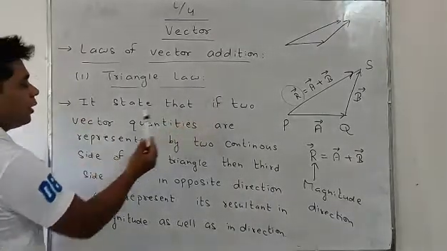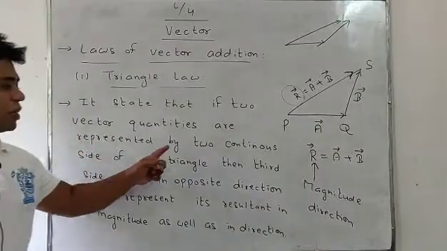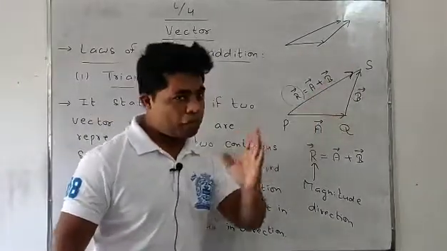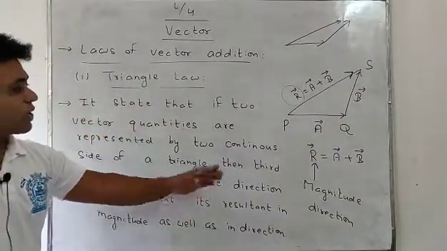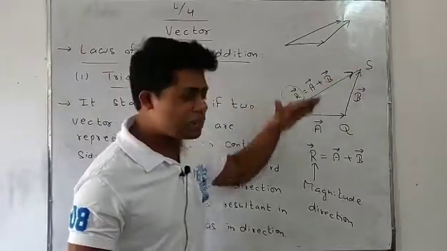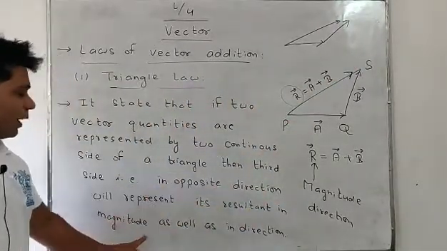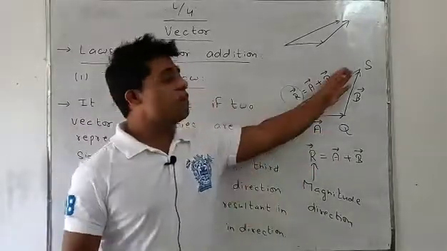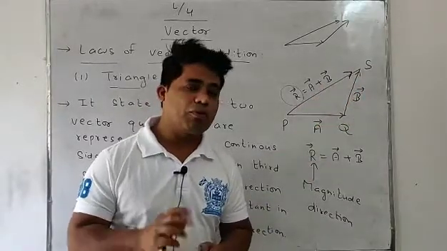Look at the statement. It states that if two vector quantities A and B are represented by two continuous sides of a triangle, then the third side that is in opposite direction will represent its resultant in magnitude as well as in direction. It means the third side will represent the addition of vector A and vector B. This is the statement of triangle law.